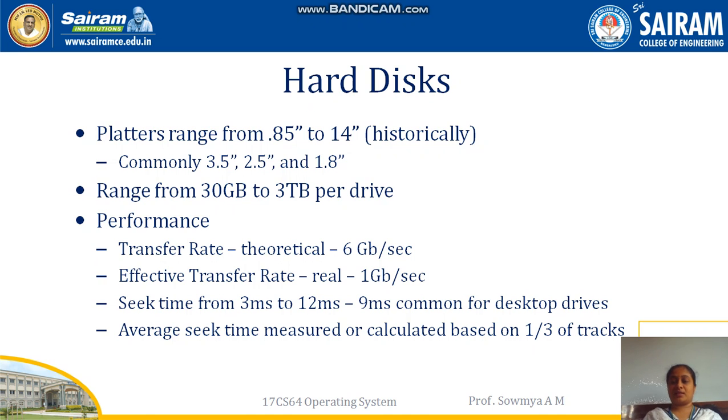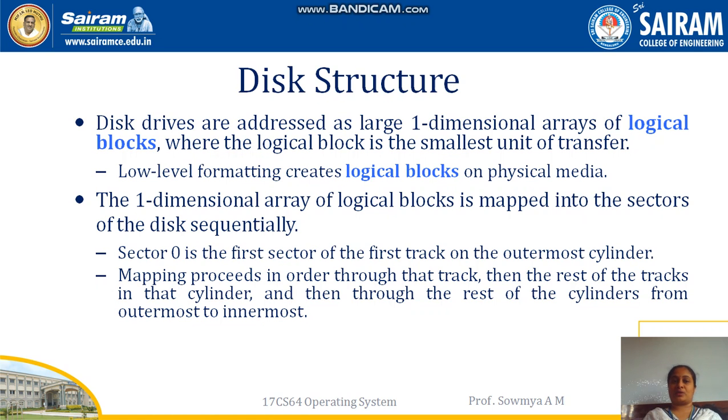So hard disk is the present secondary storage device which is very efficient and fast compared to all the previously used secondary storage devices. So next one is disk structure. Disk drives are addressed as large one-dimensional arrays. So every disk structure will have a one-dimensional array of logical blocks, where logical block is the smallest unit of transfer.